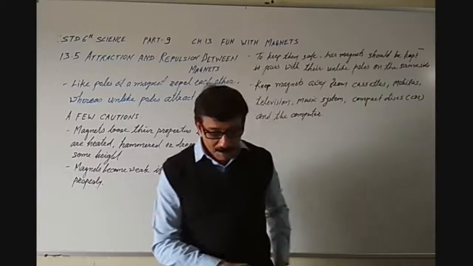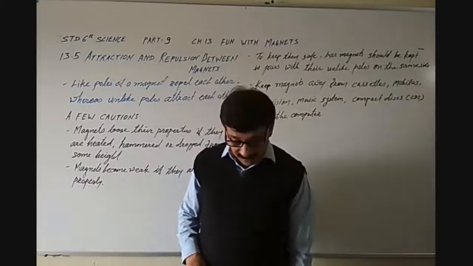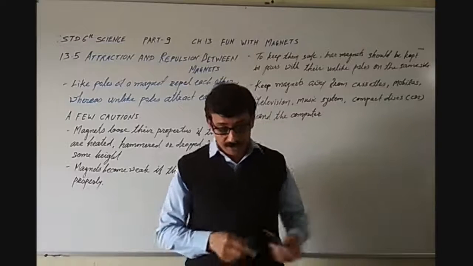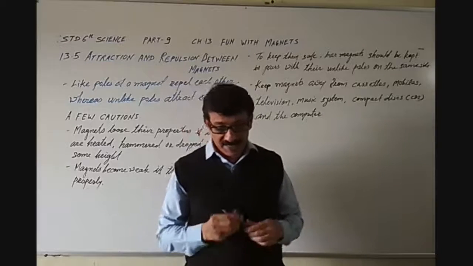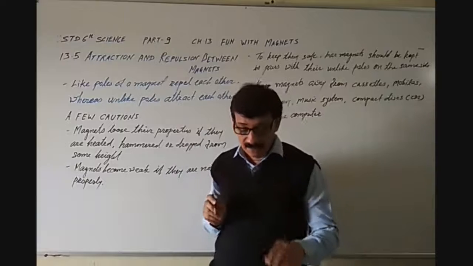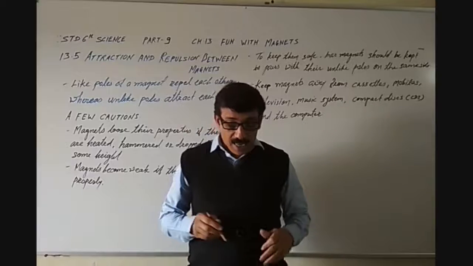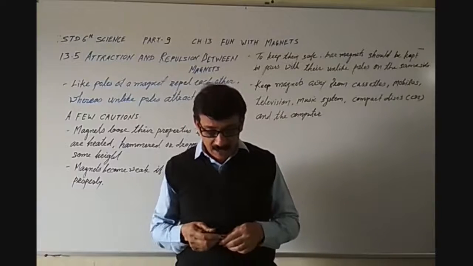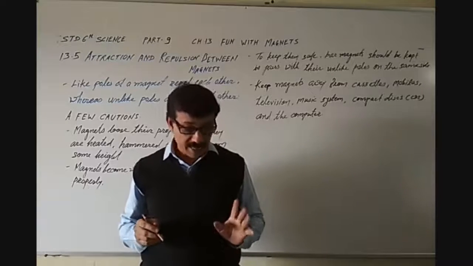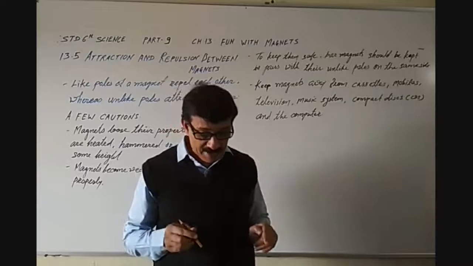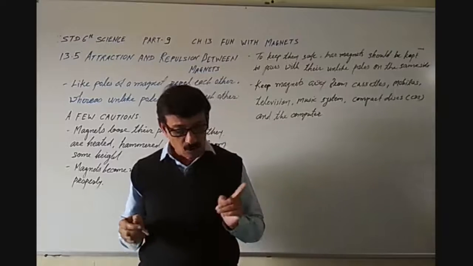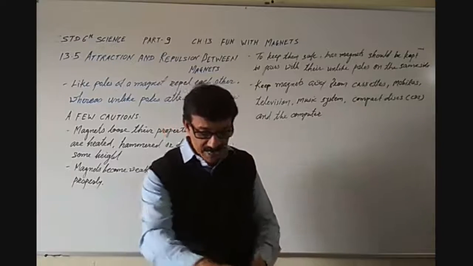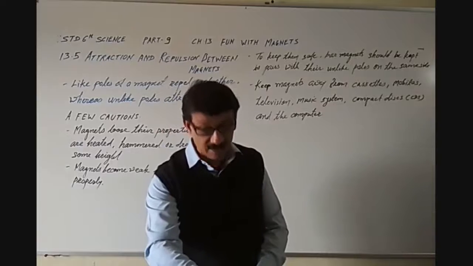So open page number 131 in your textbook. Point 13.5, attraction and repulsion between the magnets. Let us play another interesting game with magnets. Take two small toy cars and label them A and B. Place a bar magnet on top of each car along its length and fix them with rubber bands.